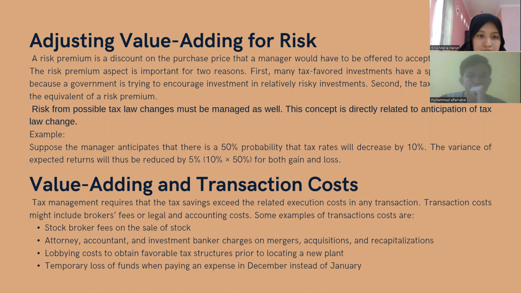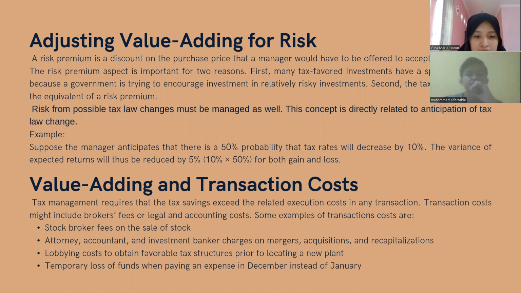Risk from possible tax law change must be managed as well. This concept is directly related to anticipation of tax law change. We can see an example: suppose the manager anticipates that there is a 50% probability that the tax rate will decrease by 10%. The variance of the expected return will thus be reduced by 5% for both gain and loss. Then the next topic is value adding and transaction costs.